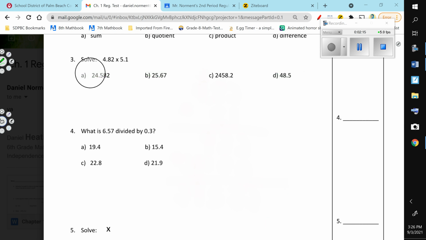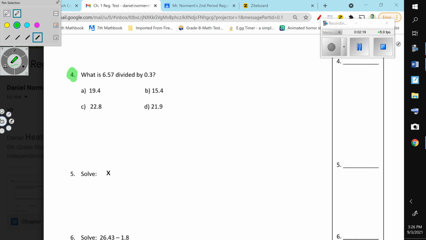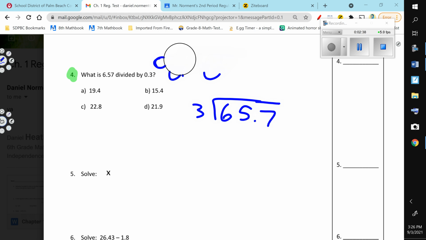Now we're going to do number 4. So for number 4, when you set this up, the first number goes under the roof, and then you're going to move the decimal over and the decimal over. And that gives you this problem to solve, okay? I'm going to get you started, and then you finish it on your own if you can.